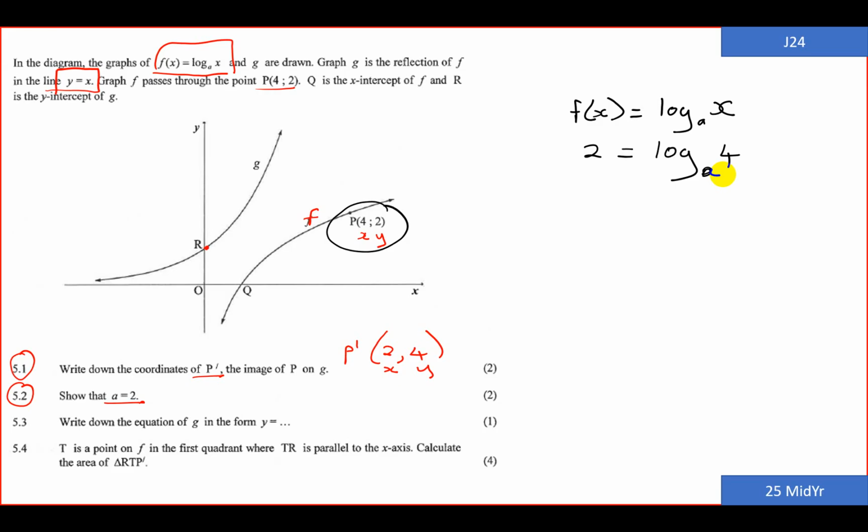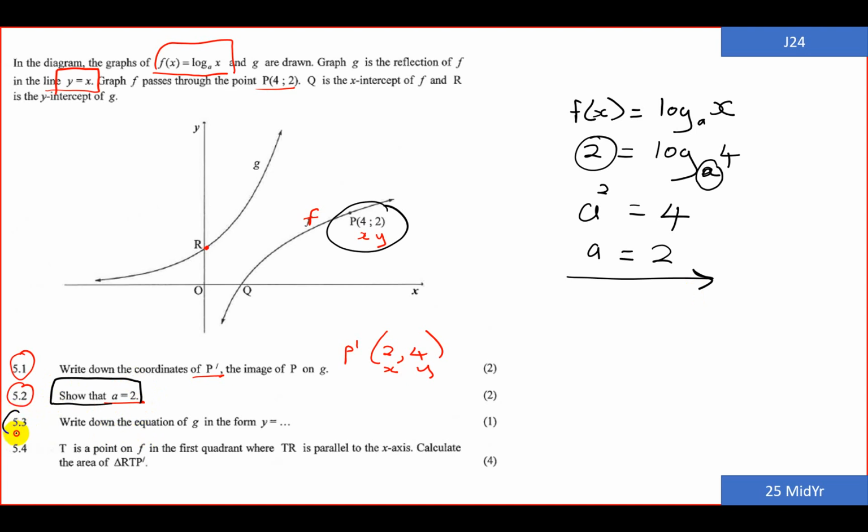So what we're going to do is change this to exponential form. And in exponential form, we have the base, which is a, the exponent, which is 2. So we have a squared is equal to 4. And if you find a, it's the square root of 4. And we're going to take positive, as the function in this case, if you actually look at the log graph, it's actually increasing. So a would be equal to 2. Now, the question said show that a is equal to 2, which confirms our answer.